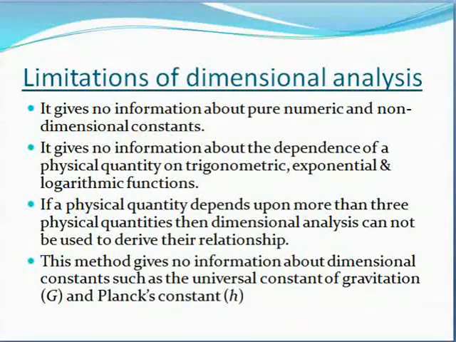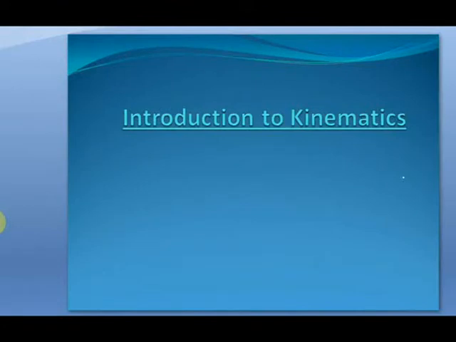Now let's talk about the limitations of dimensional analysis. Dimensional analysis gives no information about pure numeric and non-dimensional constants. It gives no information about the dependence of a physical quantity on trigonometric, exponential and logarithmic functions. If a physical quantity depends upon more than 3 physical quantities, then dimensional analysis cannot be used to derive their relationship. And this method gives no information about dimensional constants such as the universal constant of gravitation, that is G, and Planck constant, etc. Now we will start the chapter Introduction to Kinematics.